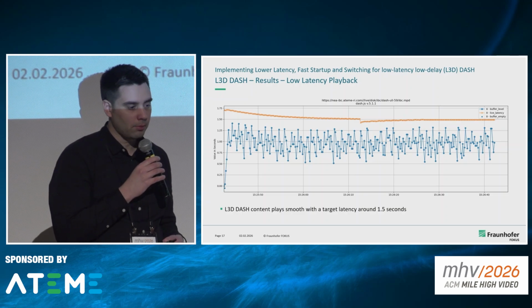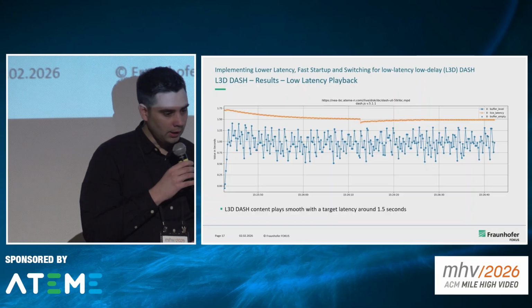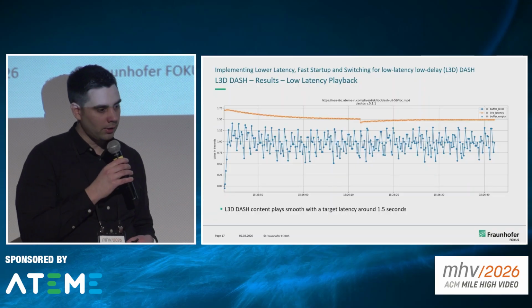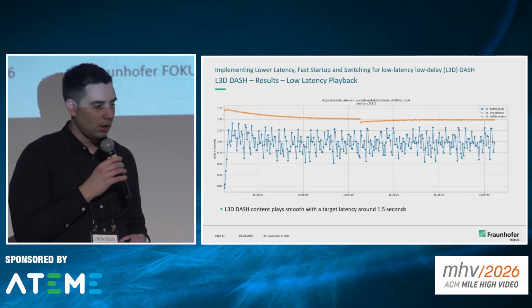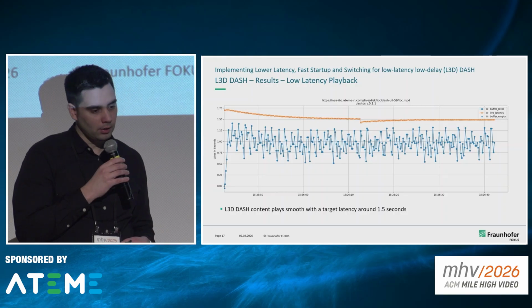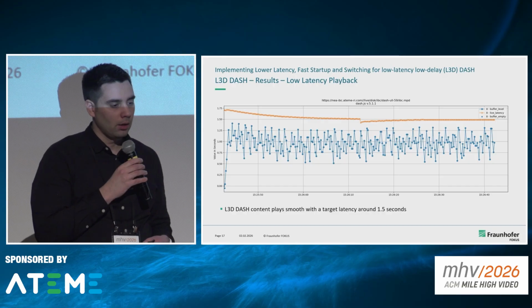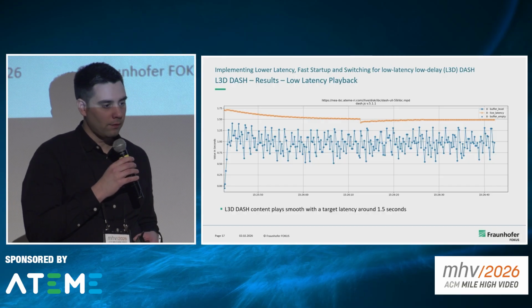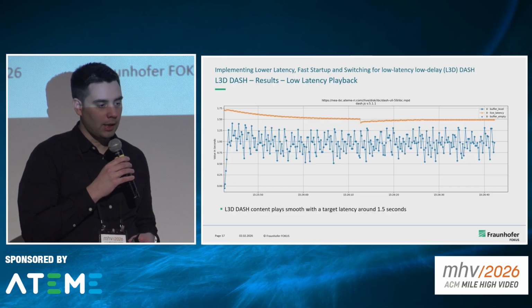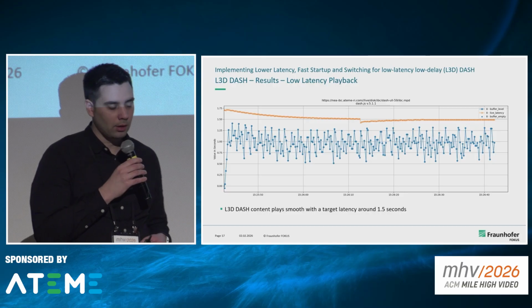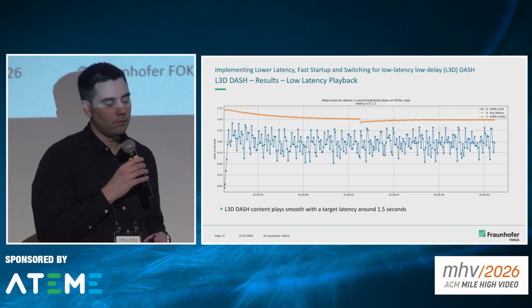And in this case, what you can see here is on the x-axis, the timestamp of the content, and on the y-axis, the value in seconds. And in yellow, you see the live latency, and in blue, you see the buffer level. And this is the measurement for the low latency LCD dash content. So what you can see here is that we aimed for a latency of 1.5 seconds.